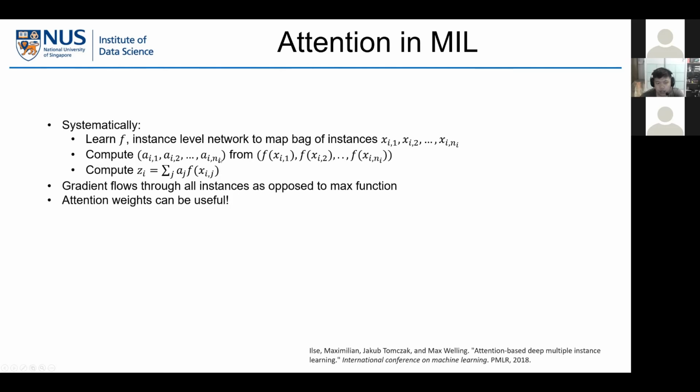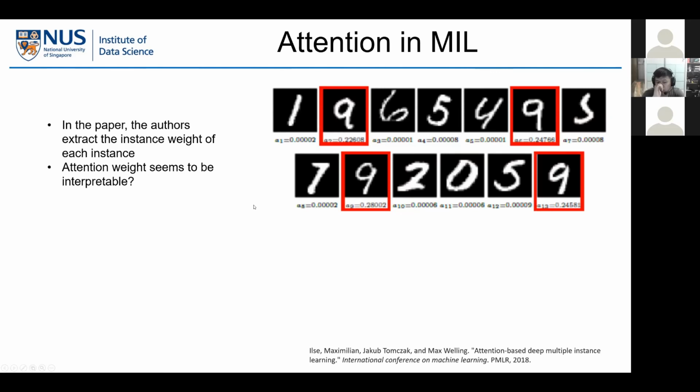So instead of just taking the maximum, which is just one instance, this allows gradient to flow through all the instances, because you consider the contribution of each instance together. But what is more important with this mechanism is that these attention weights, ai1 all the way to ai-ni, can be useful. In what way? This is one of the toy examples that the paper presents, similar to the toy MNIST problem that we had during the lab sessions.